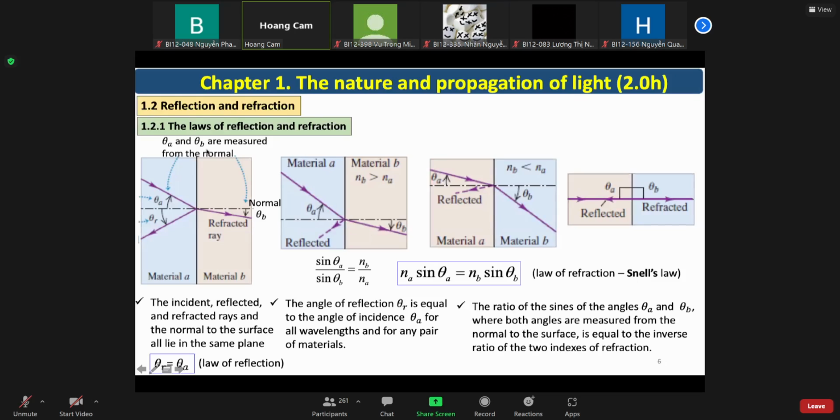So the ratio of the sizes of the angles theta A and theta B, where both angles, pay attention, are measured from the normal to the surface, is equal to the inverse ratio of the two indices of refraction. Here you have the products equal to each other, right? And the sines of these two angles are equal to the inverse ratio of the two indices of refraction. So pay attention to that, and it is Snell's law.